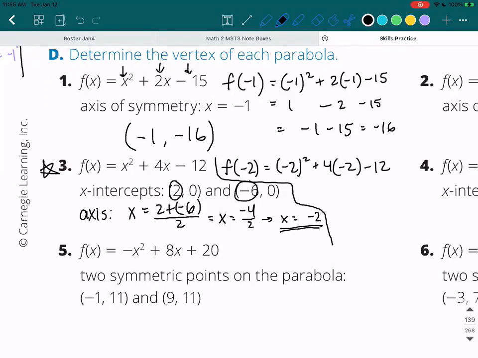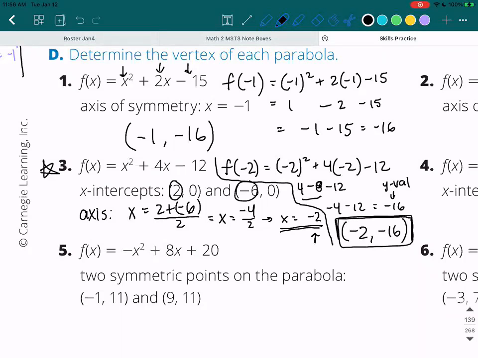So -2 squared is going to be positive 4, plus 4 times -2, that's going to be -8. And then it's minus 12 at the end. So 4 minus 8 minus 12, let's do 4 minus 8. That's -4 minus 12, which gives us -16. So -16 is the y value. And our x value was the x value of the axis of symmetry. In conclusion, we have -2, -16. This is your final answer.